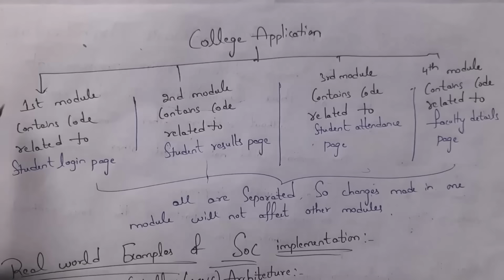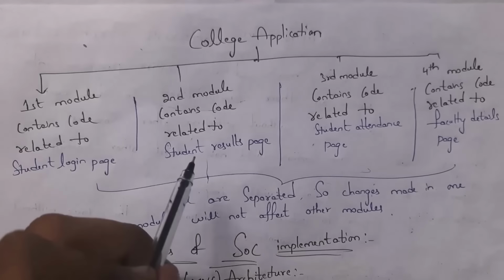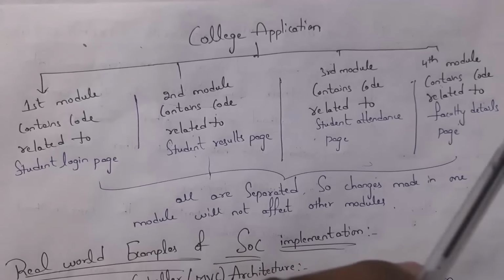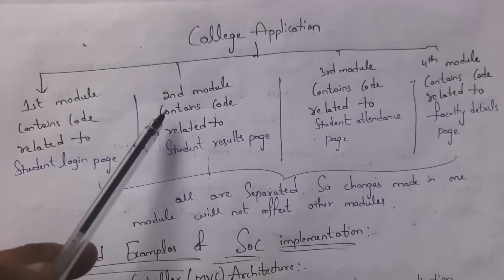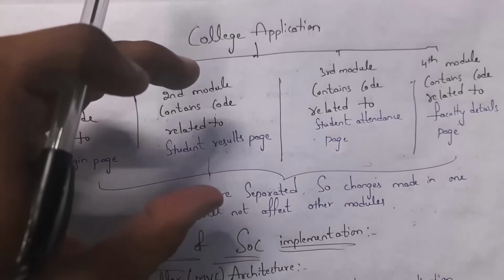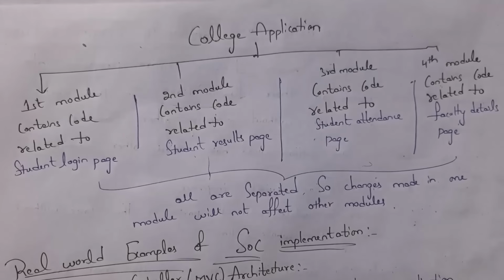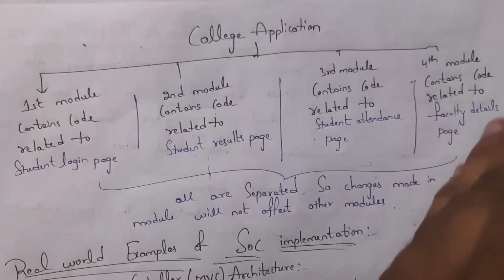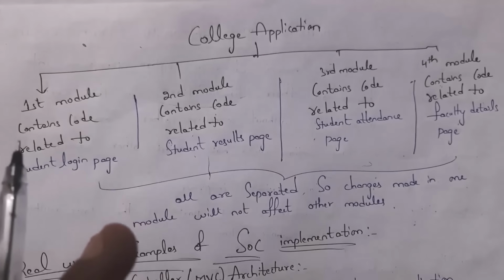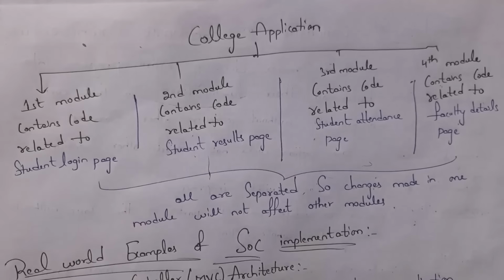So changes made in one module will not affect other modules. For example, I want to update the student results page. So without changing the first module, third module and fourth module, I will directly open the second module and update the code related to the student results page. So changes made in one module will not affect other modules. For example, let us say the student attendance page is not working well. Even though the student attendance page is not working well, the remaining pages will work well because they are not related to each other. All are separated. So changes made in one module will not affect other modules.